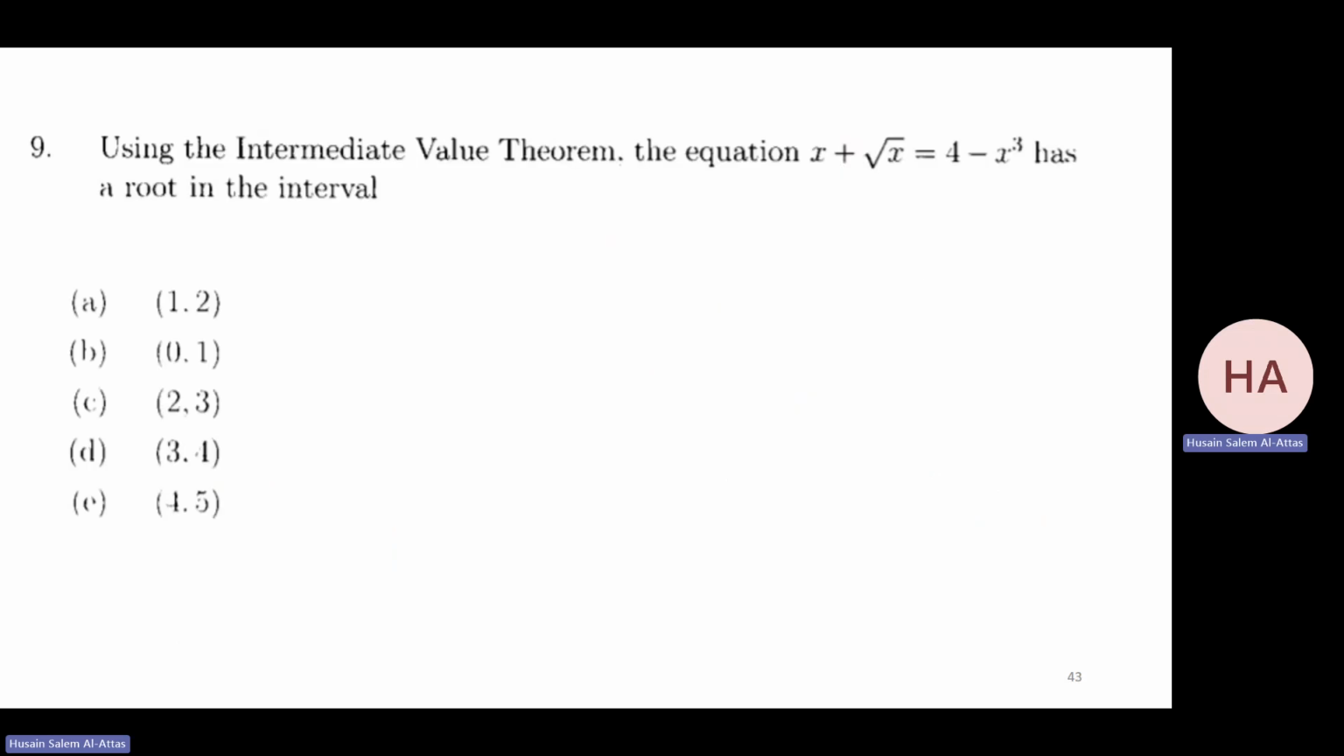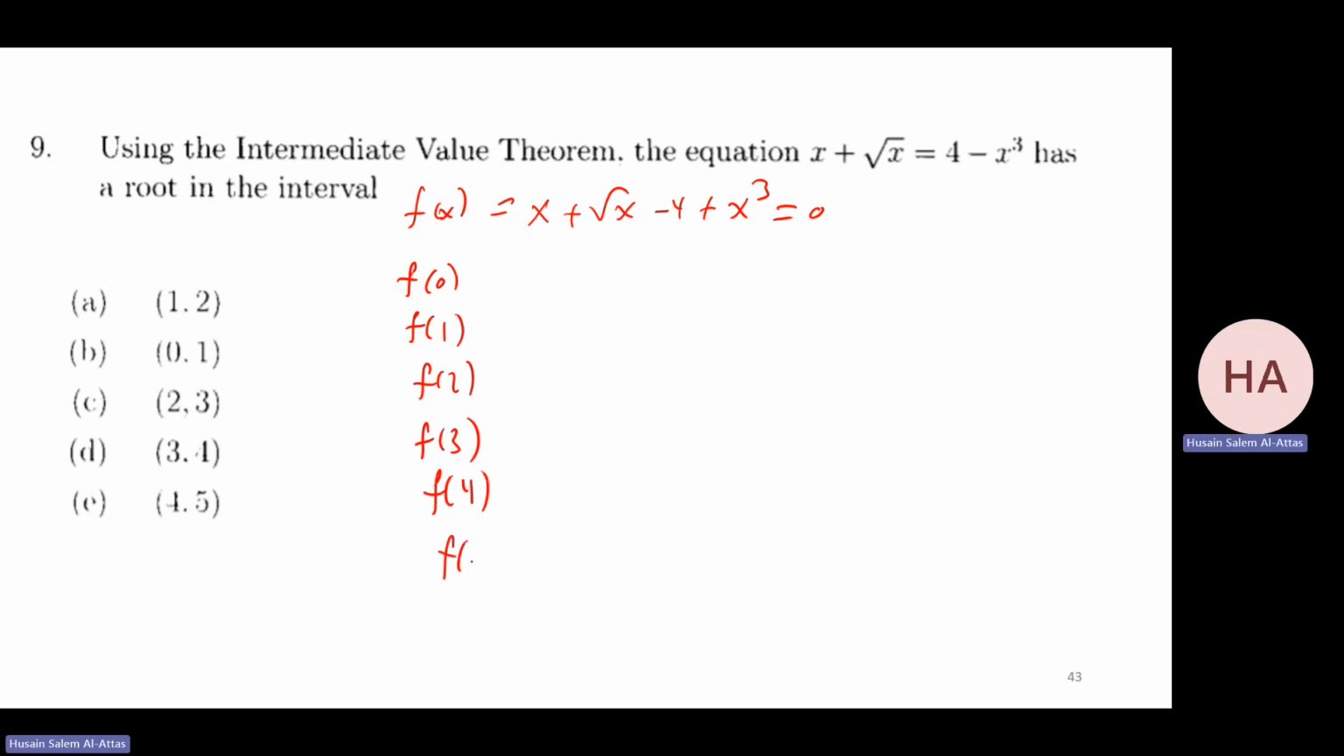Okay, using the intermediate value theorem, this equation has a root. This will make it equal to 0, plus x cubed equals 0. So this is my function. Check this. I need to check f of 0, f of 1, f of 2, f of 3, f of 4, f of 5. Wow. Okay, and check whether positive or negative.